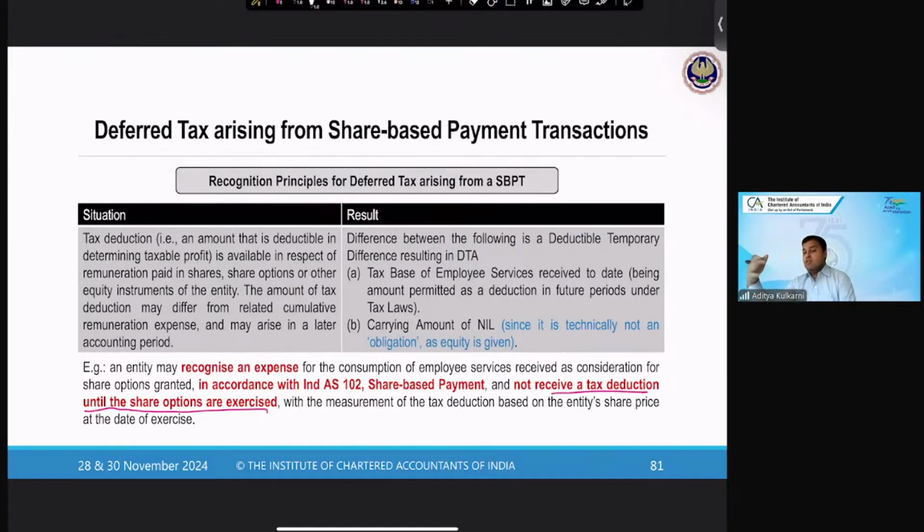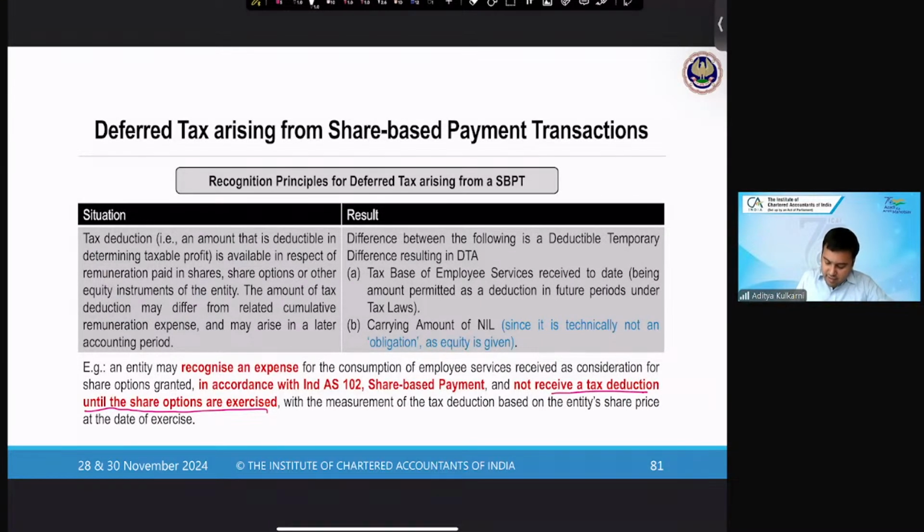That SBP reserve you go on utilizing as and when the options get utilized. You will first create it in the vesting period: employee benefit expense account to SBP reserve. Later on, when it gets exercised, SBP reserve debit, cash debit to equity share capital and securities premium. Isn't this how you do it? Yes, sir. Now, for tax purposes, deduction is allowed.